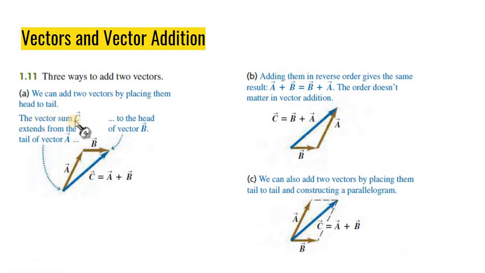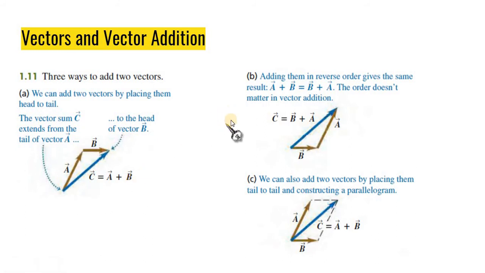So the vector sum, or vector C, extends from the tail of A to the head of B. Okay, so it goes from the tip of the tail of A up to the head of B. So vector C equals vector A plus vector B.